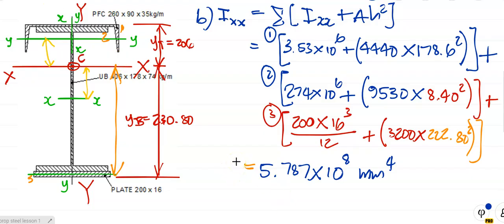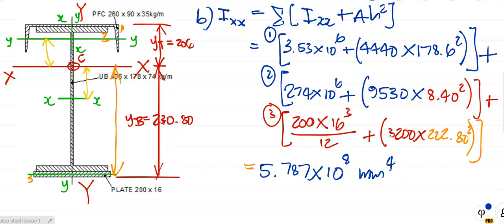Okay, so in scientific notation, it is 5.787. If you write it as 5.79, that's fine. But a lot of students write it as 5.787 millimeters to the fourth. They leave this bit out there. That is absolutely wrong. If you compare 5.787 to 5.787 times 10 to the power 8, 5.787 is a tiny, tiny, tiny number compared to that. If you write 5.787, that's wrong. It's 5.787 times 10 to the power 8 millimeters to the fourth. If you leave out the unit, I take off a mark. So, people, that's the IXX value for that particular section.